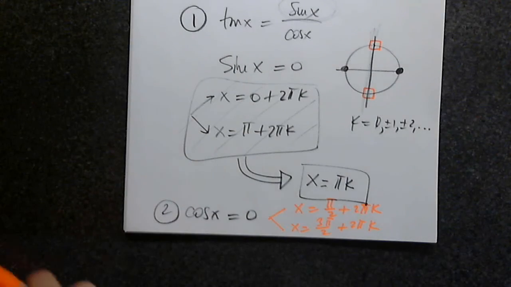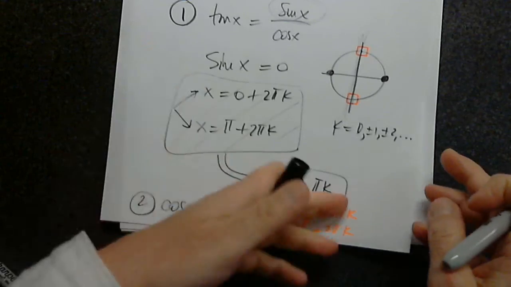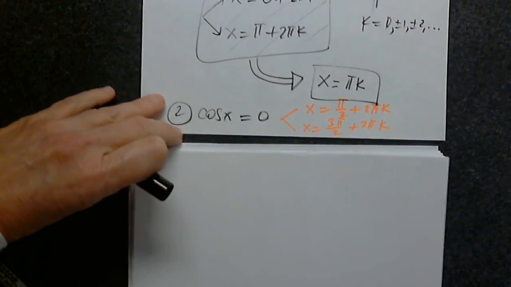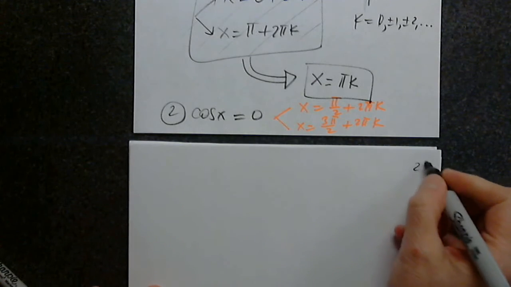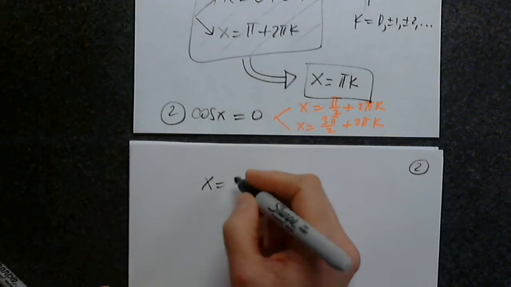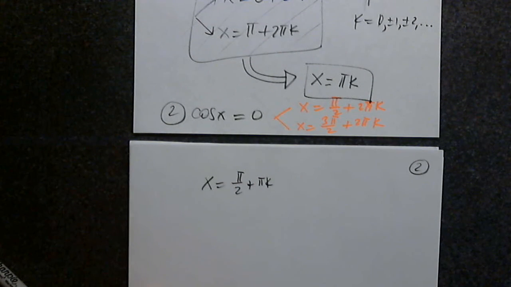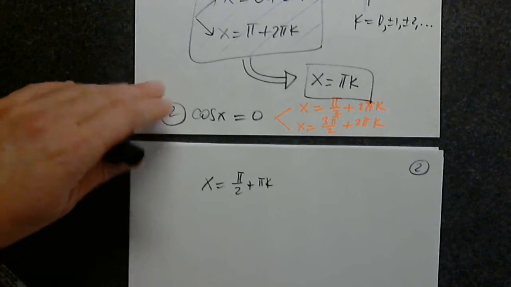I'm going to try to condense these two to see what happens, because I have to put these two together now with the pi k. Turns out to be quite interesting. So the solutions for this would be pi over 2 plus pi k. Let's see if we get all the solutions.